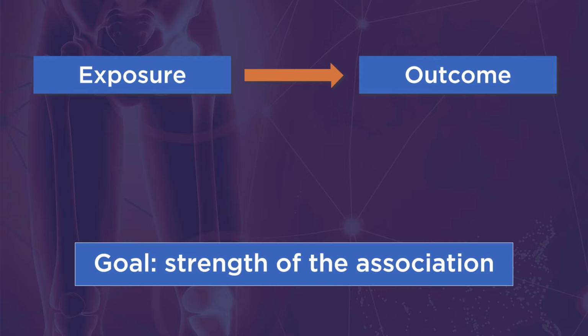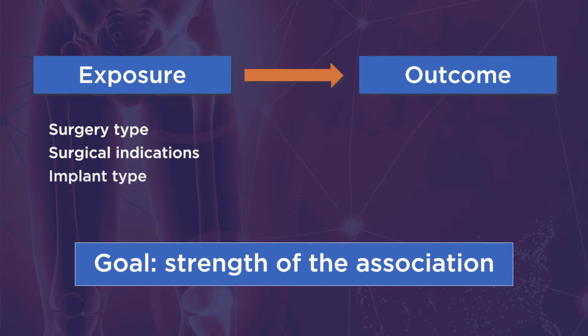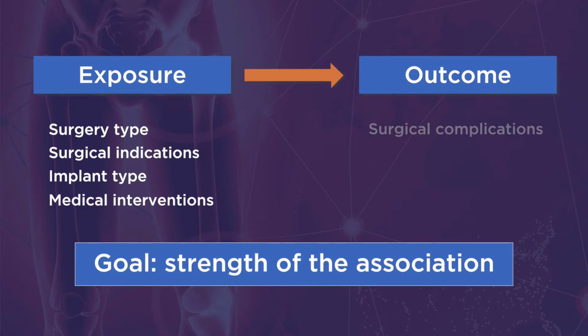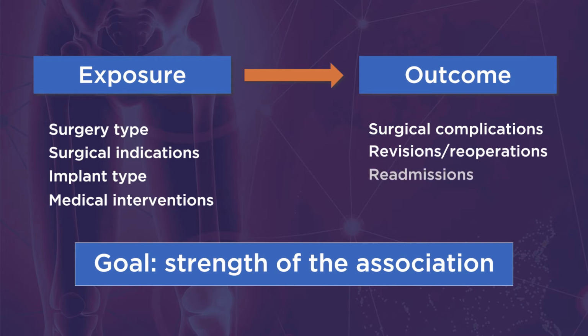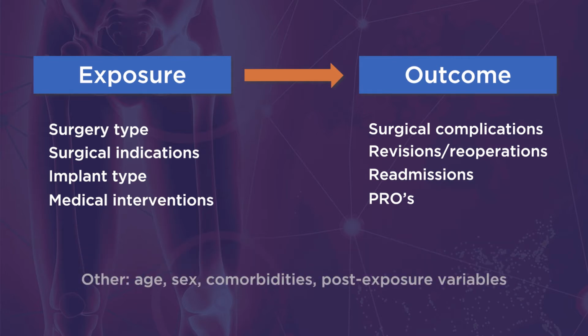Common exposure variables of interest in orthopedic research include surgery type, surgical indications, implant type, or medical interventions. Common outcome variables include surgical complications, revisions or other reoperations, readmissions, and patient-reported outcomes. Other factors or variables that may need to be evaluated and accounted for are baseline variables such as age, sex, comorbidities or past medical history, and post-exposure variables such as manipulation under anesthesia.